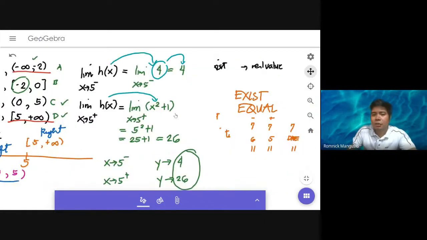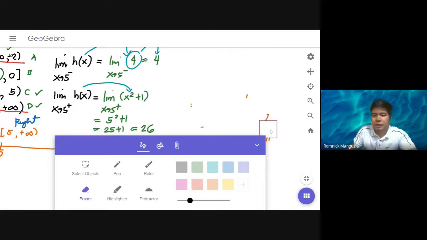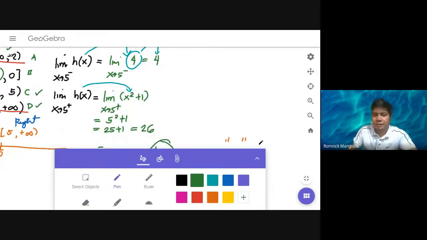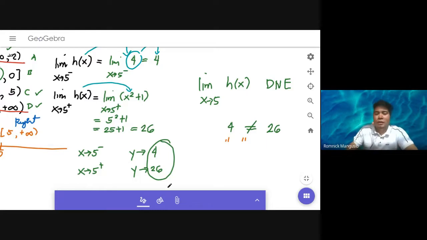Therefore, kapag tinanong ka na dito, ano ang magiging limit? Ano ang sagot pag two-sided limit naman na yung tinanong? Ngayong hindi natin na-satisfy ang equal. Na-satisfy man natin ang they both exist. Pero hindi sila equal. Therefore, ang mangyayari, the limit of h of x as x approaches 5 does not exist. The reason? Simple. Because left and right, though they exist, they're not equal. So the two-sided limit does not exist.